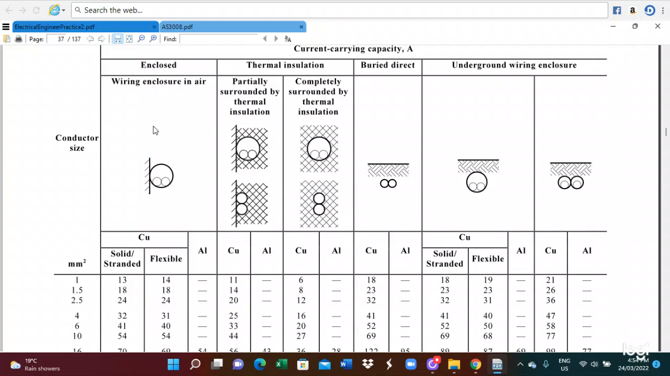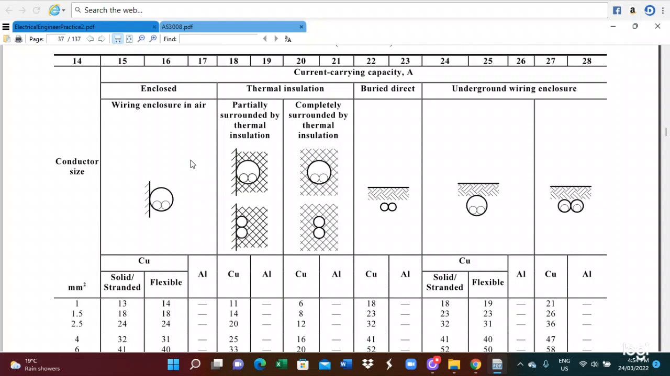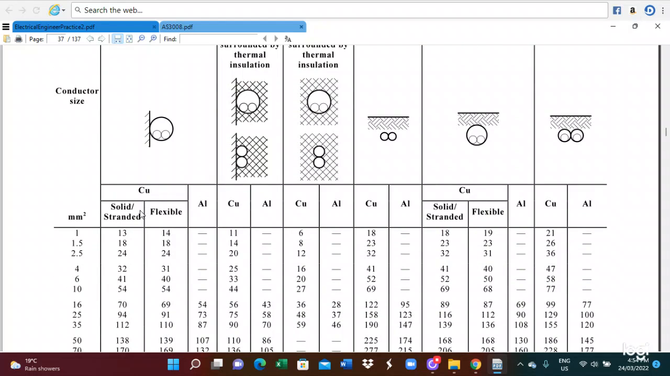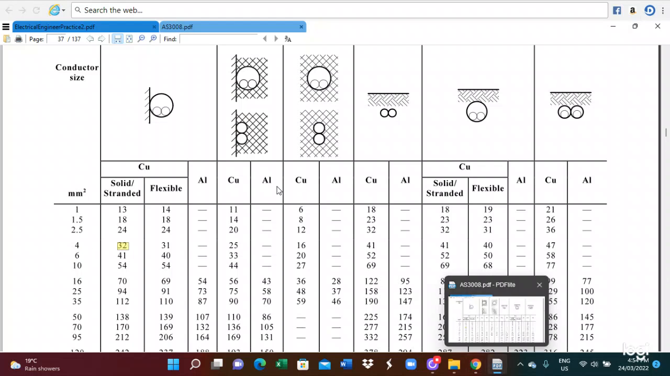The solid standard is for copper. Solid standard copper is column 15, flexible copper is column 16 and aluminum is column 17. So in this case, we use the solid standard and 4 millimeter square. This is for the 32 ampere circuit breaker. So for the cable size we use 4 millimeter square.